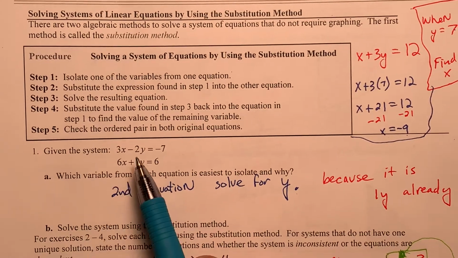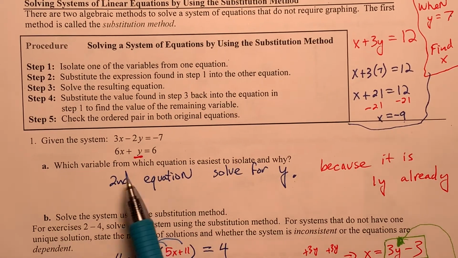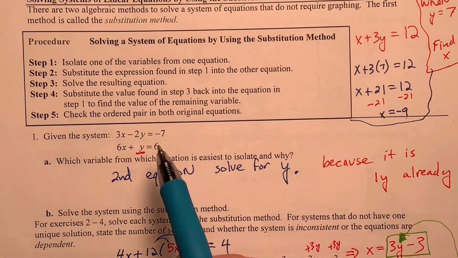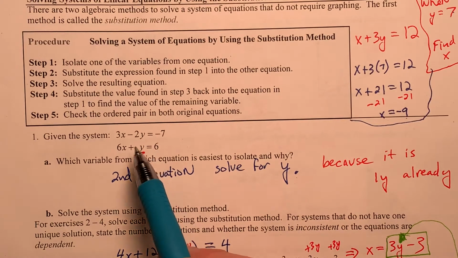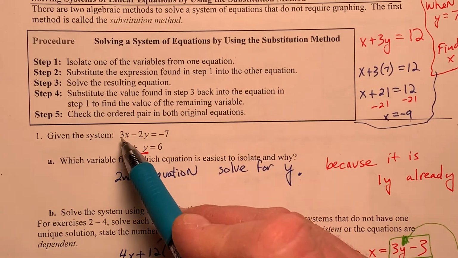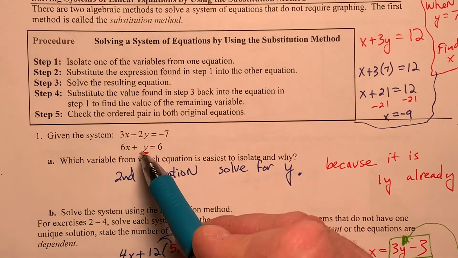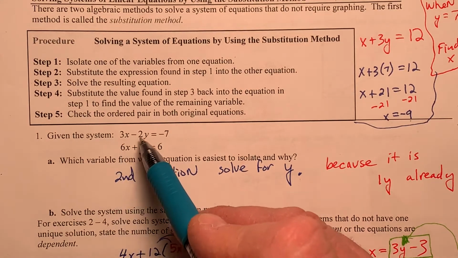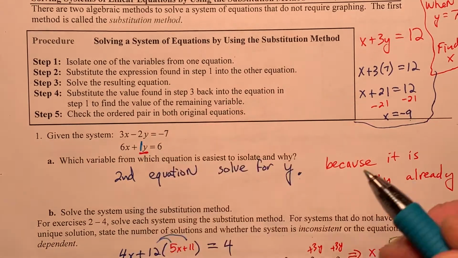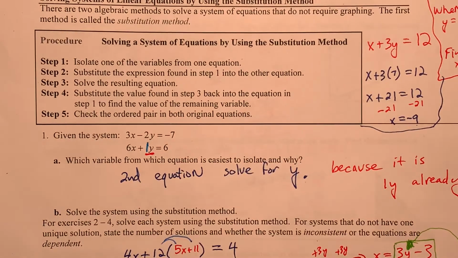So look, given this and this, which one is easier to solve for? Well, y is easier to solve for. When you're doing the substitution method, you want to pick which one is easiest to solve for. And if there's no coefficient in front of the variable, that's the easiest one to solve for. So anytime you have like a 1y or a 1x, that's the one to solve for.